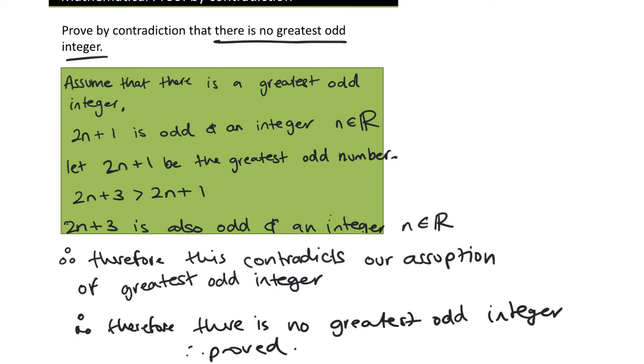Now, if anyone's following the textbook, they have a different proof where they use n. However, personally, I think when we're talking about odd numbers, we should be using 2n plus 1.